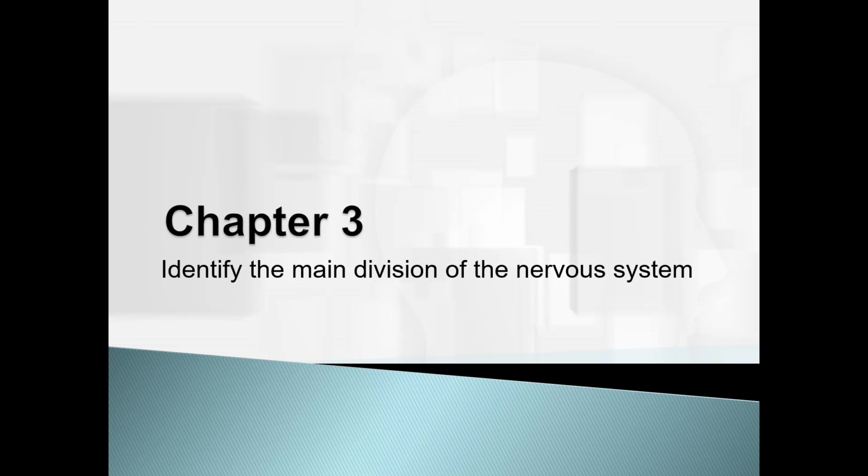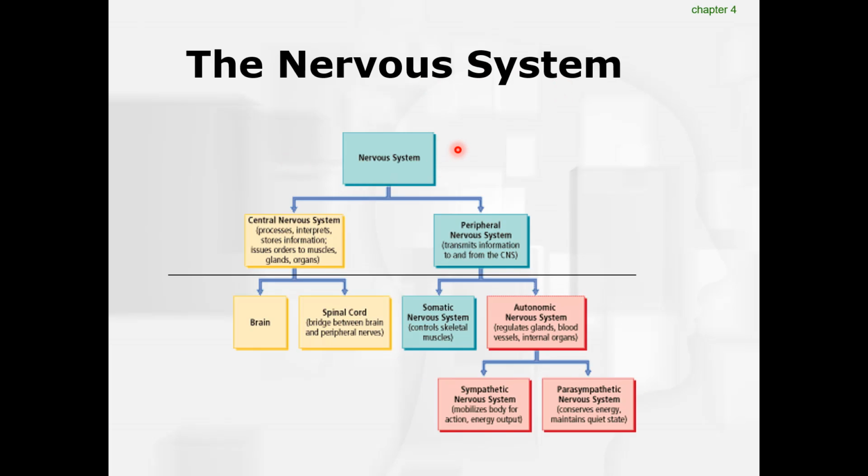This video will introduce you to the main divisions of the nervous system. So the nervous system can be divided into two main subdivisions. We have the central nervous system, or the CNS, and we have the peripheral nervous system, or the PNS. Now the central nervous system, as we'll see on the next slide, goes down the center of your body. It's your brain and your spinal cord, which we'll come back to later on.